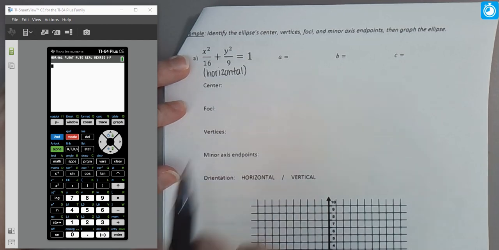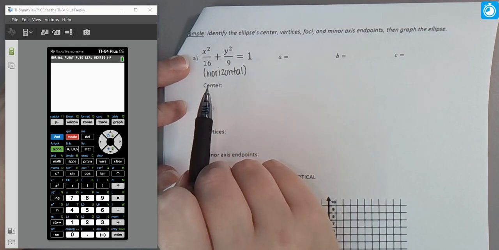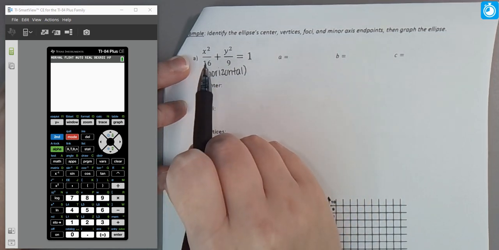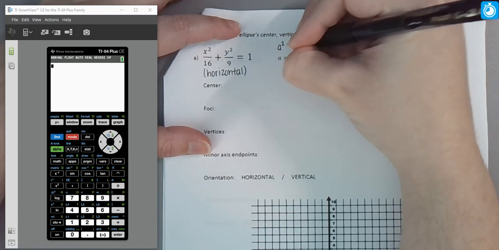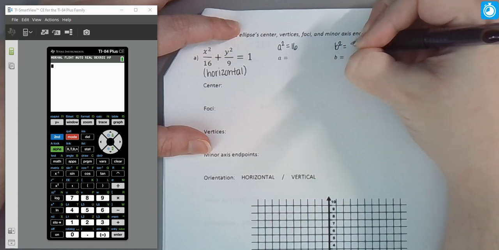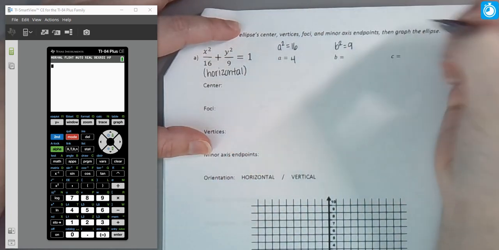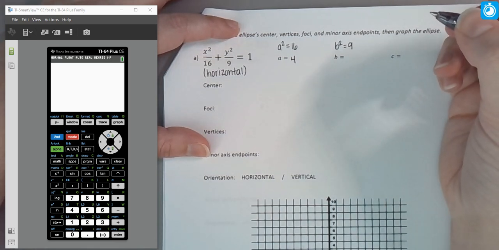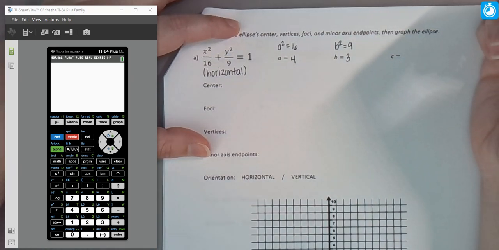Okay, so A is always defined as the square root of the larger denominator. So be careful here though, A is not 16 and B is not 9. This is A squared and B squared. So you might want to take a moment to actually write that out. So A squared is going to be 16 and B squared is going to be 9, which means A is going to be the square root of that, which is 4. It's always going to be a positive number since we're talking about a distance from the center of the ellipse. And then B is going to be the square root of 9, which is 3.